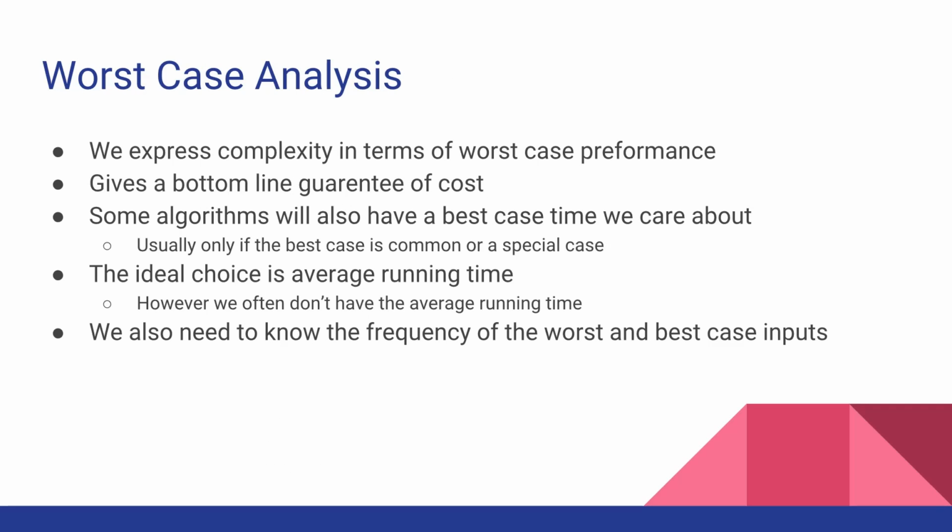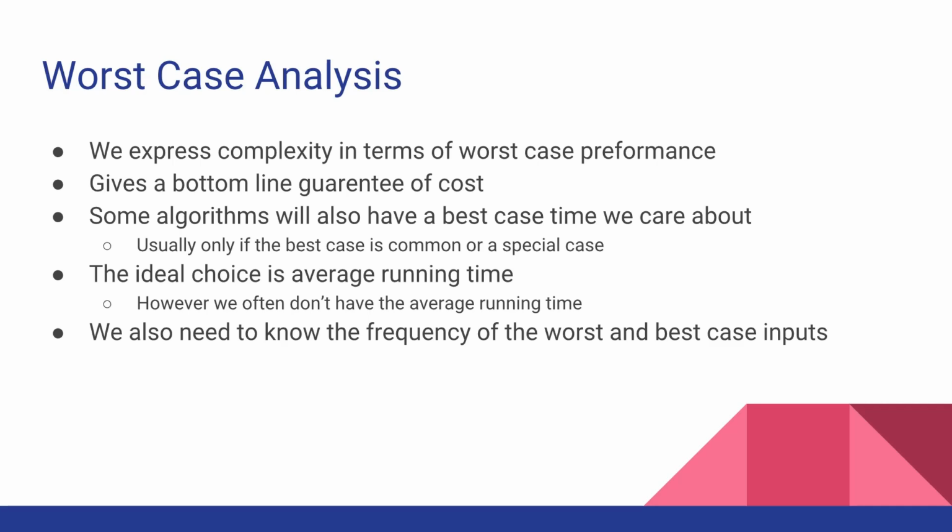Now, with that in mind, we will usually consider the worst case. This is because it gives a bottom line guarantee of the cost, since most of the time the worst case is what we want to avoid, and the worst case will only occur a couple of times. So if we say that the algorithm will never take more than, let's say, 300 minutes, then we know that if we need to run our program, at worst it'll take 5 hours. In any other situation, it'll take less than 5 hours.